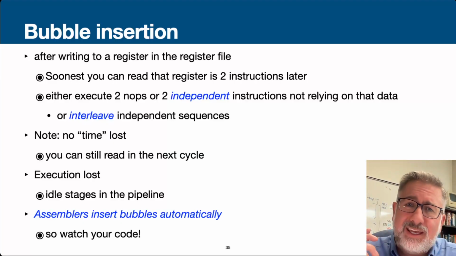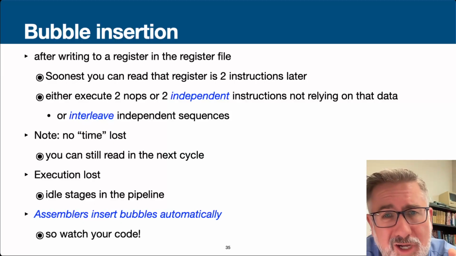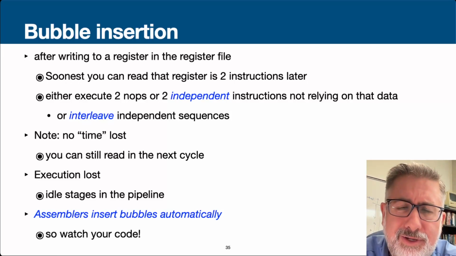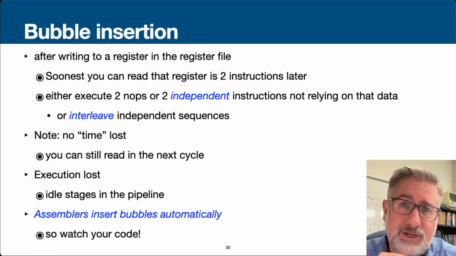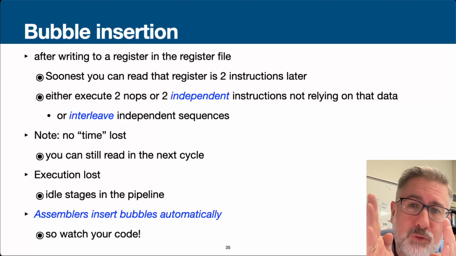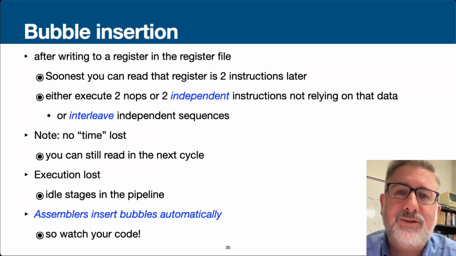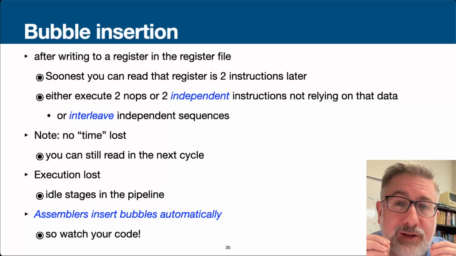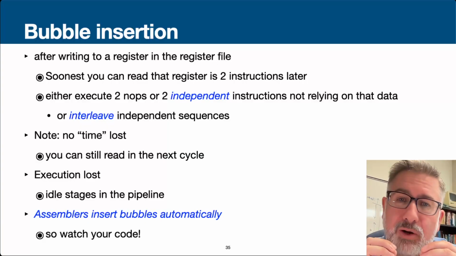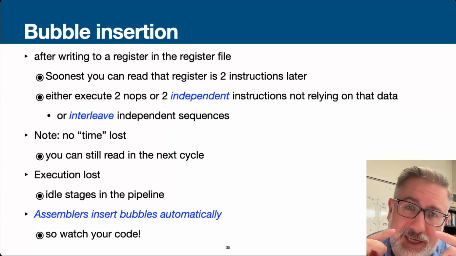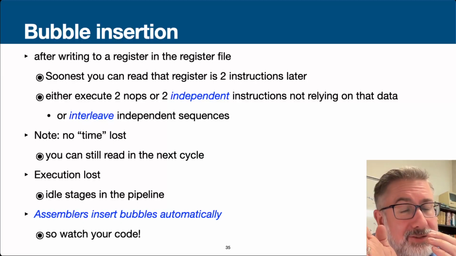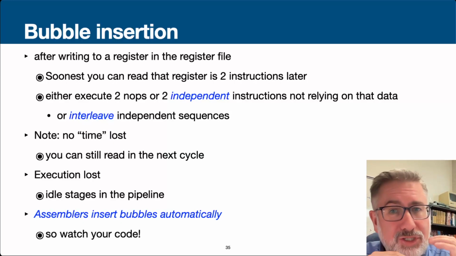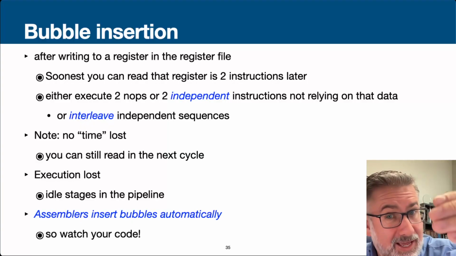And the key thing with bubbles is to recognize that we're not losing time. There is no way, except with data forwarding that we'll talk about later, to solve the hazard, right? There's no way to get the result we need before it's ready. We can't go forward in time, except again with data forwarding. We have to wait for the result. So what do we do while we're waiting? We can do nothing. We can do something else. We can guess on what we might need to do and start doing that. But in all cases, we're not going to lose any time. We're still going to get the result as fast as we can.